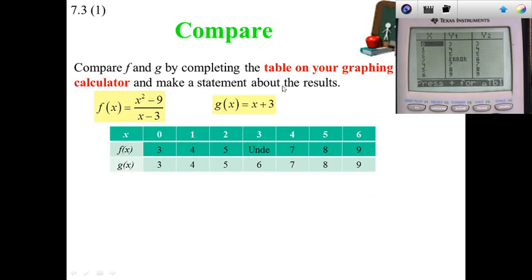These two functions are the same at all but one point. F of x has a hole.